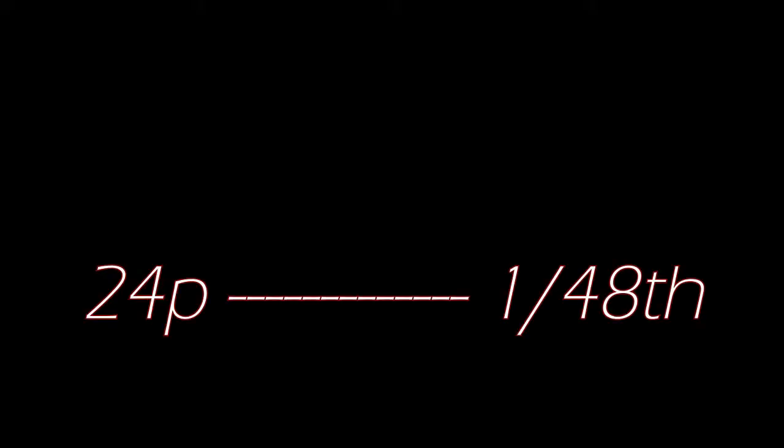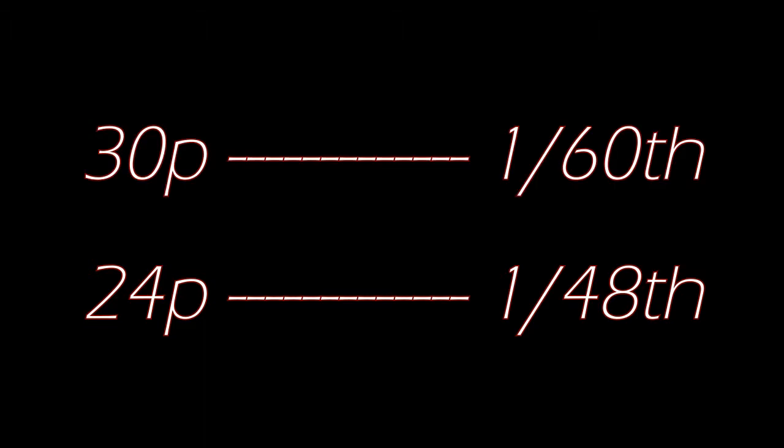While shooting in 24p, the best frame rate for film, 1/48th of a second is the optimal shutter speed. However, when shooting in 30p, 1/60th of a second is the best. You always want to have double the amount of shutter speed over the frame rate.